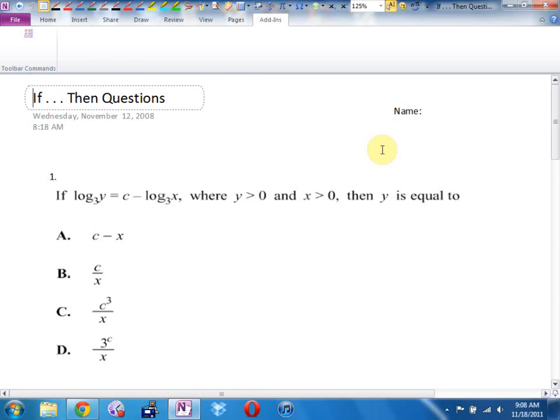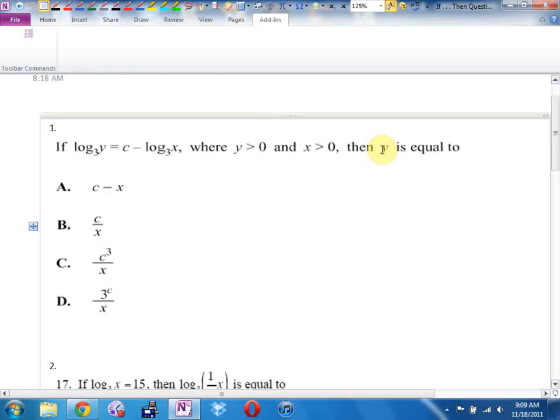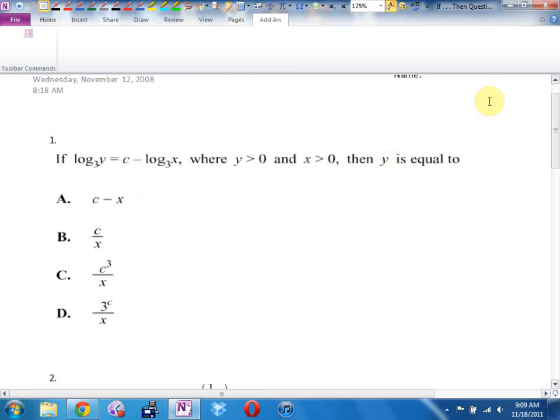These are almost always multiple choice on your test. On the provincial exam, they were always multiple choice. And since this is the last year I'm teaching Math 12, I'm not going to change your tests. So here is your first one. It says, if log base, well, copy it out.